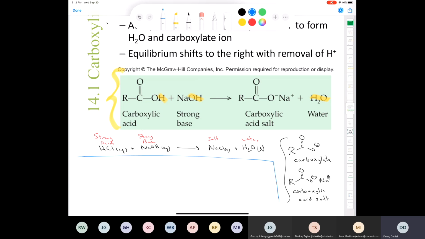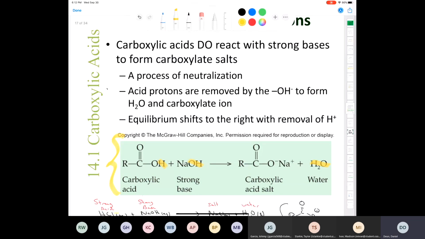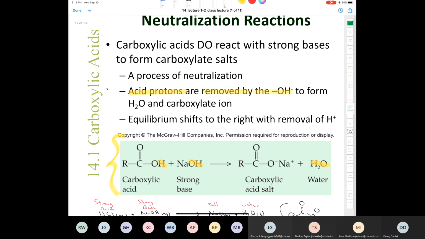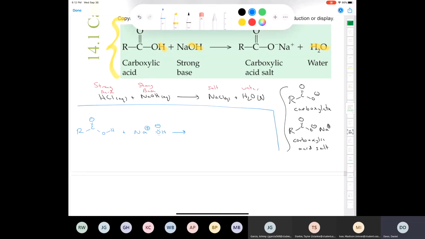I'm going to show you that in reality, if I draw my carboxylic acid, and I'm going to draw the oxygen-hydrogen bond explicitly. I'm going to draw the positive charge on my sodium and the negative charge on my hydroxide, like that. What's really happening, it says right here, watch carefully, the acid protons are removed by the hydroxyl. So what actually happens in real life, and again, you don't have to draw this, this is just to explain it.